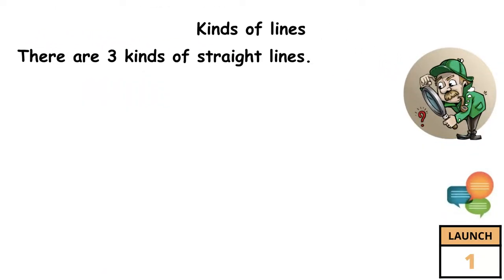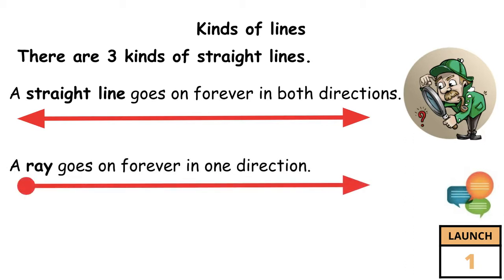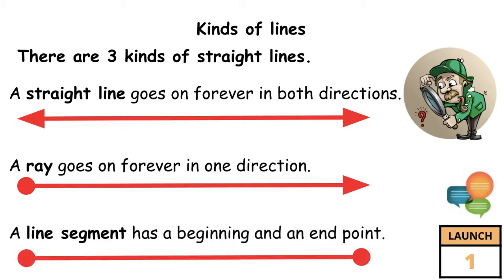So let's review what types of lines there are. There are three kinds of straight lines. The first one, a straight line, goes on forever in both directions. A ray goes on forever in one direction. A line segment has a beginning and an end point.